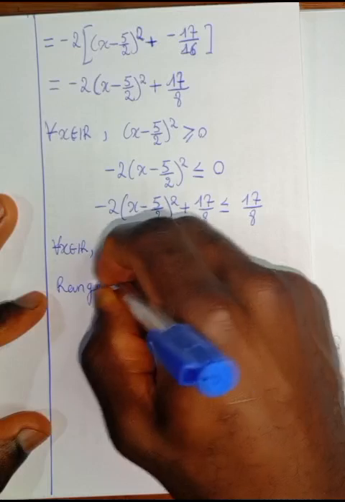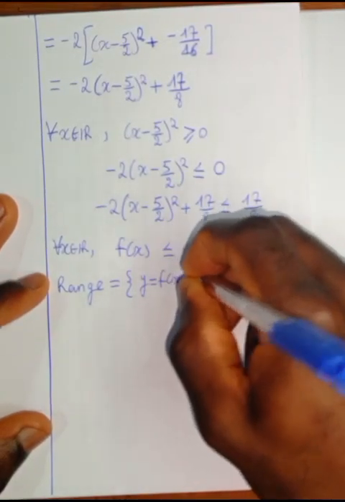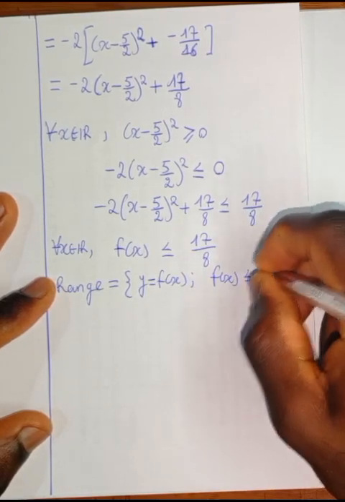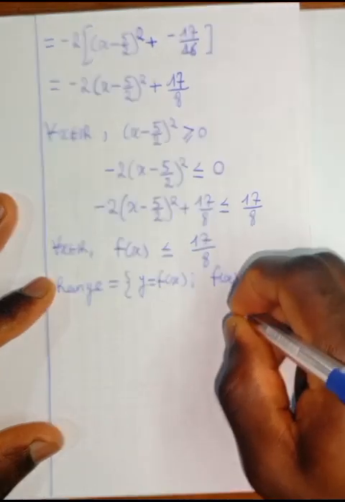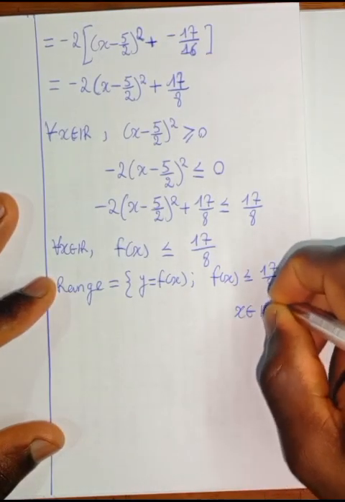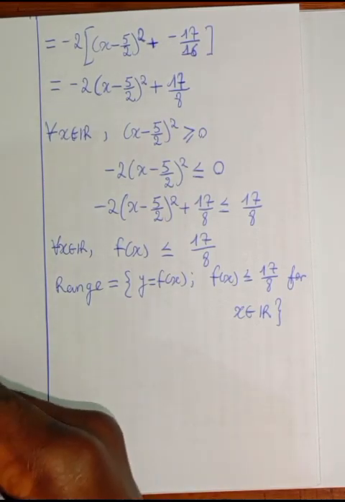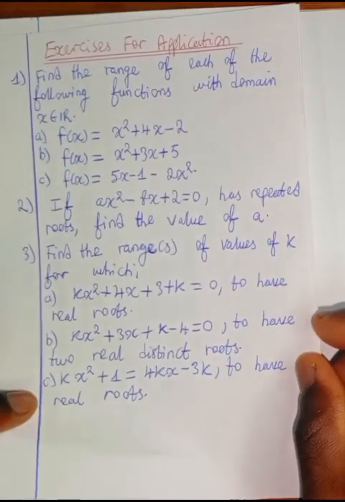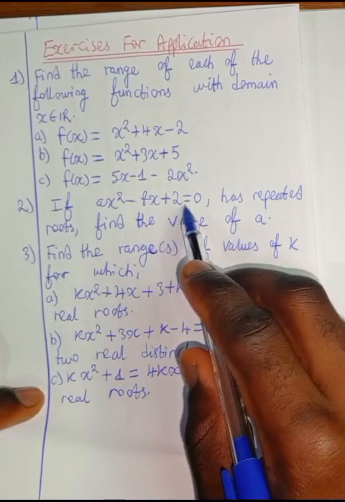The range will simply be equal to y equal to f of x such that f of x is less than or equal to 17 over 8 for x belonging to the set of real numbers. So this is the range of values of the function f of x equal to 5x minus 1 minus 2x squared. We go now to question 2, which says if ax squared minus 8x plus 2 is equal to 0 has repeated roots, find the value of a.